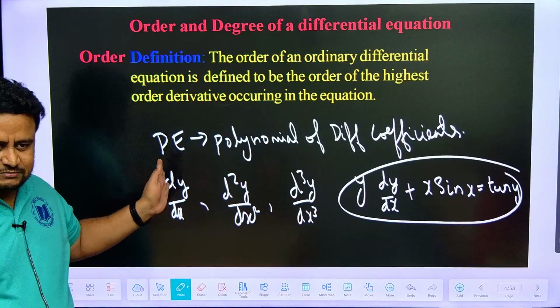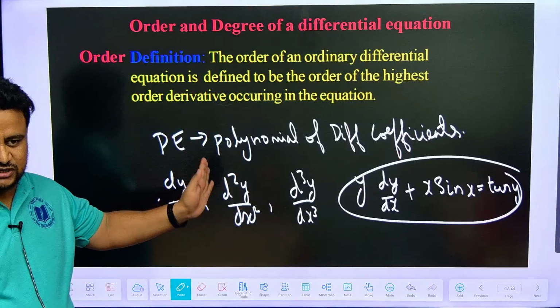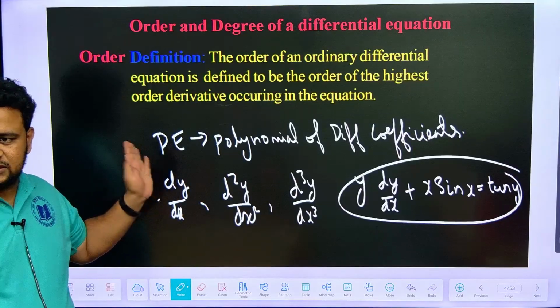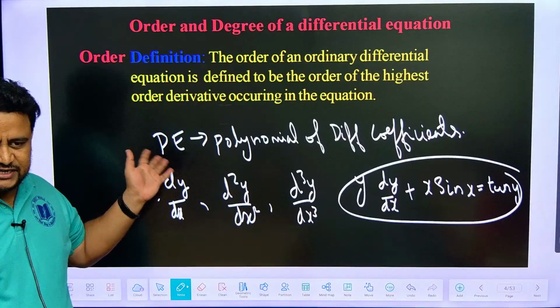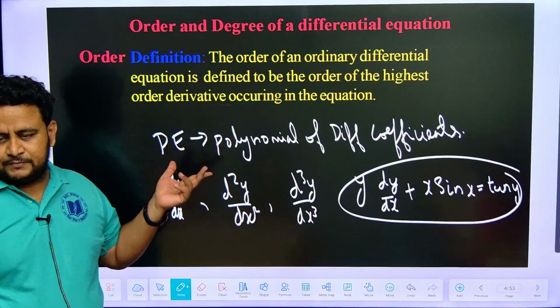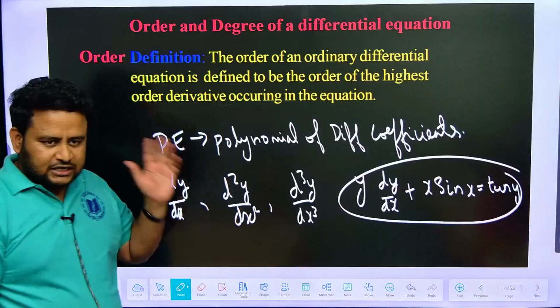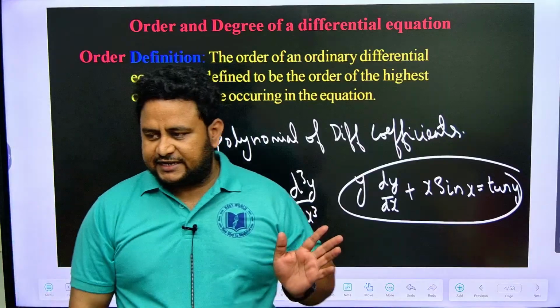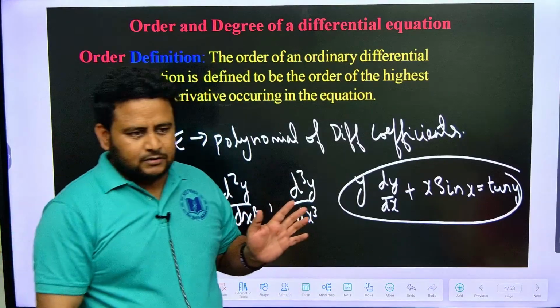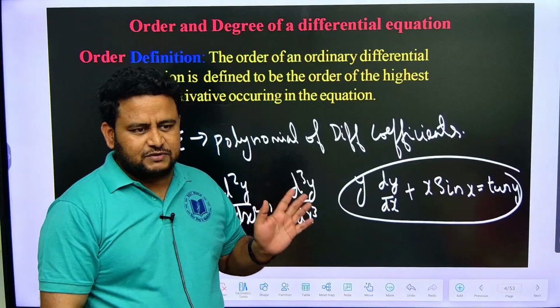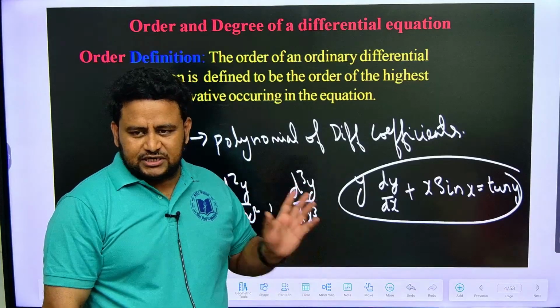Suppose 3 times is there, 2 times is there, first time is there, first order derivative is there. Out of that, which is the most? 3 times, that is differentiating it 3 times, that should be the order. That is, the highest order derivative will be the order. Getting it? Highest order derivative means what? That is the order.